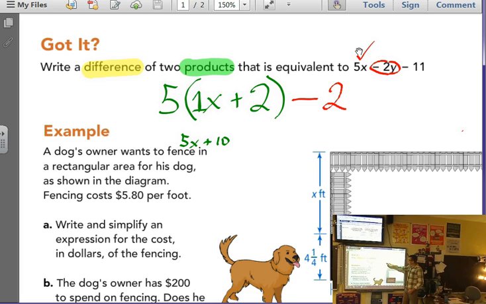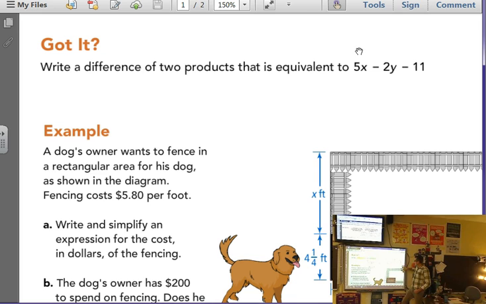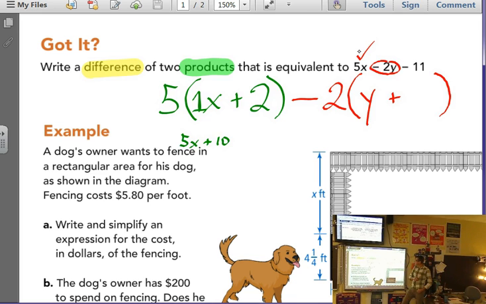So what if I do a minus 2 times y? That would be itself already, right? But then what constant do I need? Where does my constant need to get to? I need to get to negative 11. So what do I need to combine with my plus 10 to get me to negative 11? Negative 22? Negative 13?